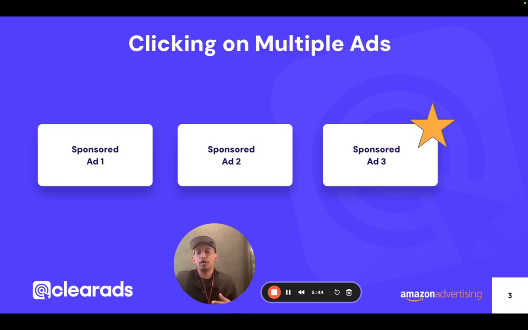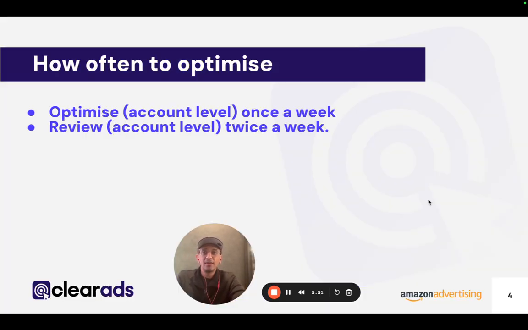So that's why it's really important to factor in attribution when you're doing any changes to your listing. So, okay, how often to optimize? On an account level, once a week. You don't really want to be going in and making changes more than once a week because you need the time for the changes to settle in.